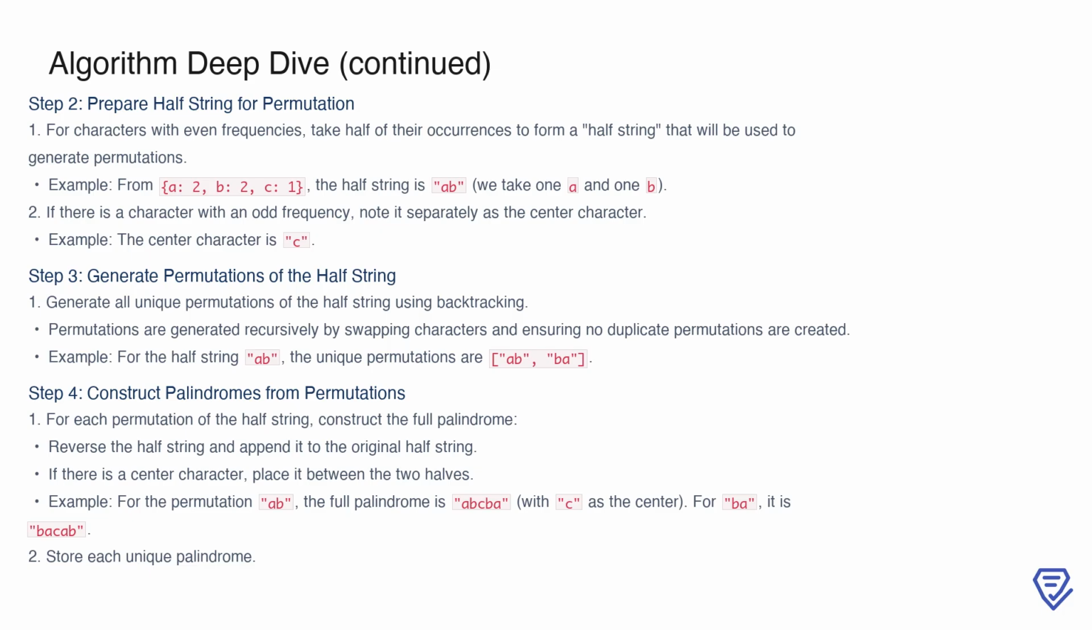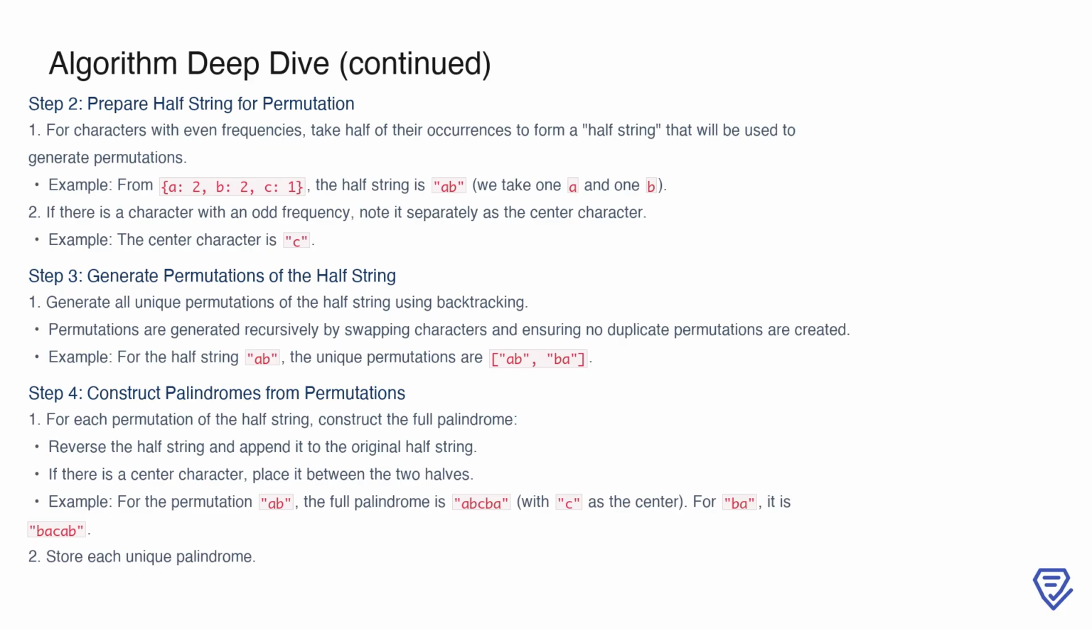Now that we know the string can form a palindrome, the next step is to prepare a half string for permutation. For characters with even frequencies, we take half of their occurrences to form this half string. For example, in the frequency map of aabbc, the characters A and B each have even frequencies, so we take 1 A and 1 B, resulting in the half string AB. If there is a character with an odd frequency, like C in this case, we set it aside as the center character. Once the half string is ready, we generate all unique permutations of it using backtracking.